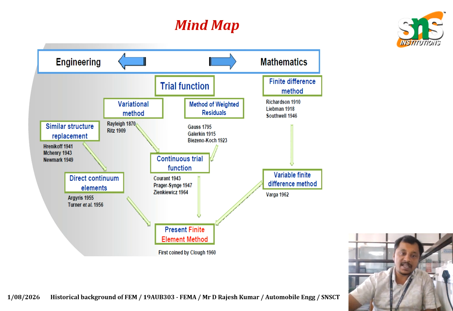So most probably, in finite element analysis, if you see here, the first thing is the trial function. Under trial function you can see variational approach, weighted residual approach, similar structure replacement, continuous trial function, direct continuum elements, right? And on the mathematics side, it is the finite difference method, variational finite difference method, and finally in the year 1960 through Clough, it was formed as the finite element method. This history we have already discussed in the previous lecture.